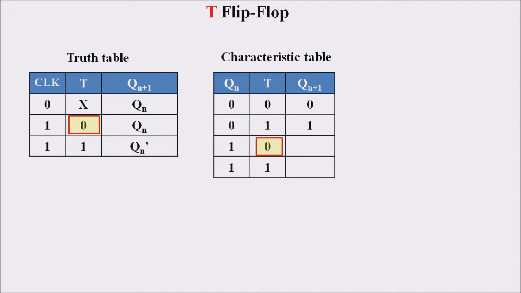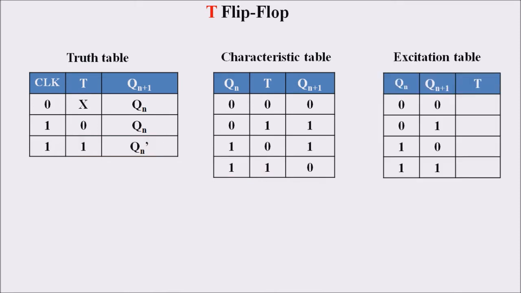So we are moving to the third case. Here the T value is 0. So in the truth table, if the T is 0, then the output will be Qn. So here the Qn is 1 in the characteristic table, thus the output Qn plus 1 is equal to 1 itself. And finally, the fourth case, that is T value equal to 1. In the truth table, the T value 1 results in an output of Qn complement. In the characteristic table, the Qn value is 1, thus Qn complement is equal to 1 complement, which is equal to 0. So this is the characteristic table of the T flip-flop.